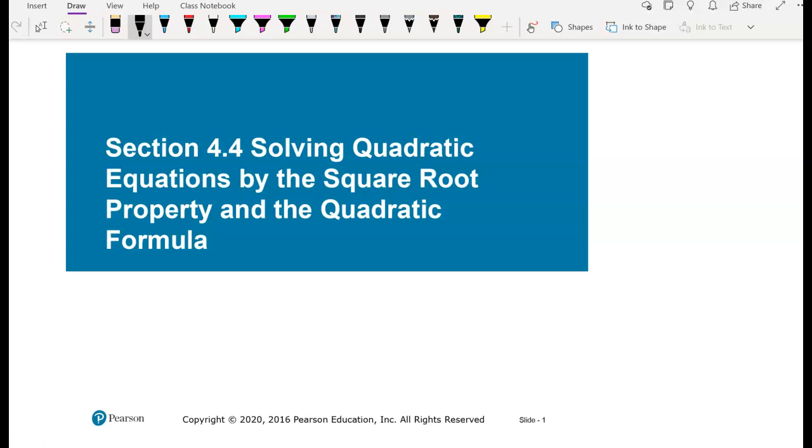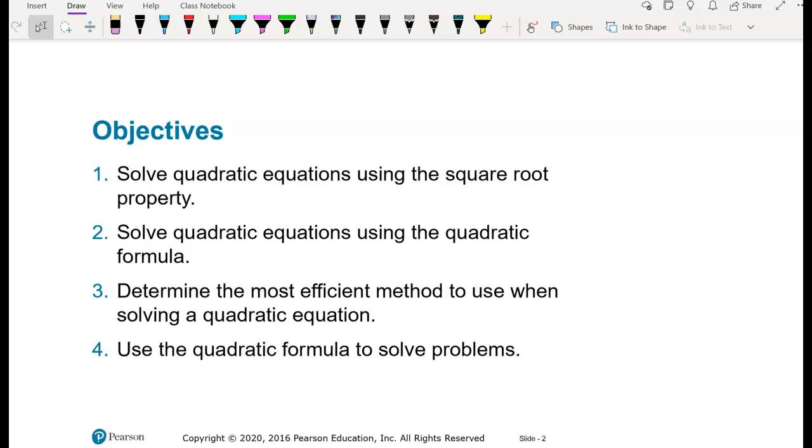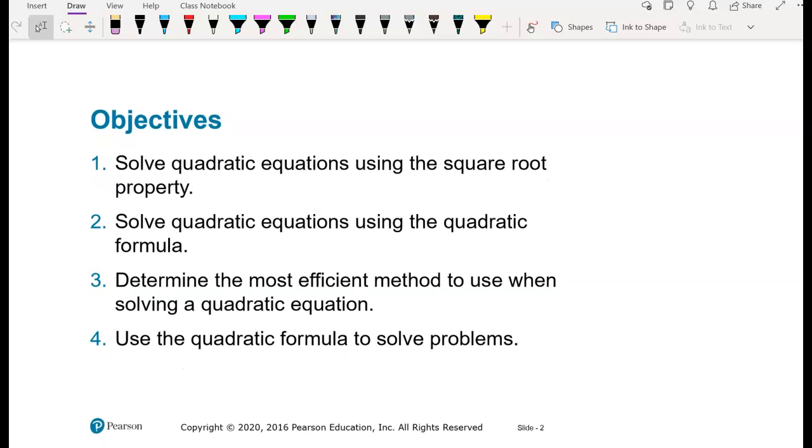Welcome back. This is 4.4, solving quadratic equations by the square root property and quadratic formula. So solving quadratic equations using the square root property and quadratic formula, determining the most efficient method to use when solving the quadratic equation, and using the quadratic formula to solve problems.